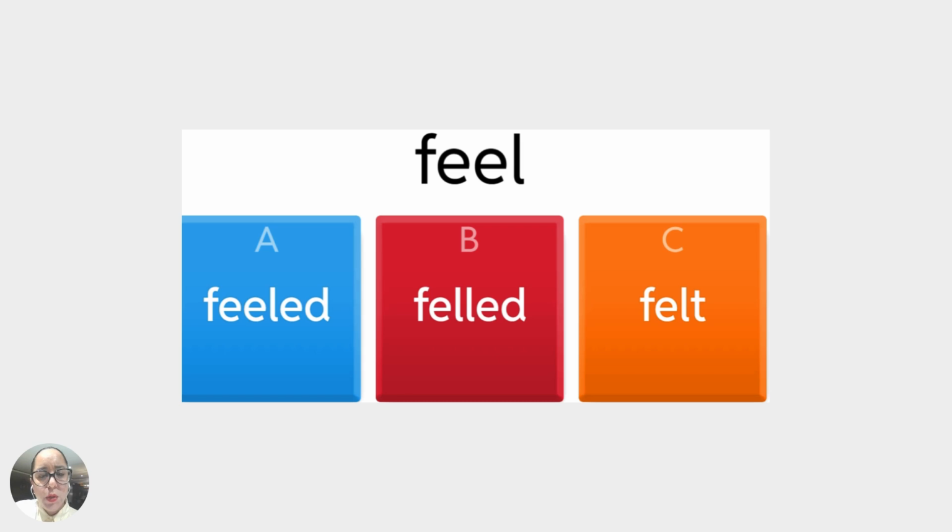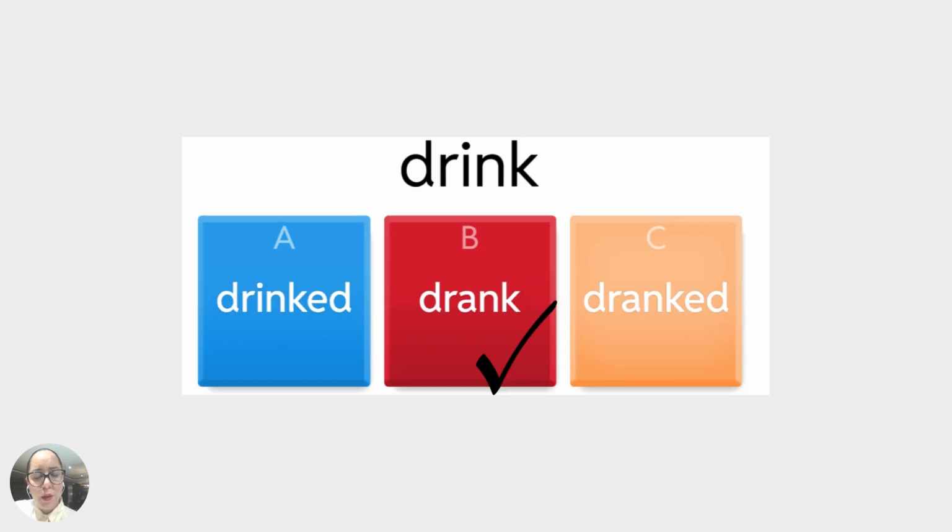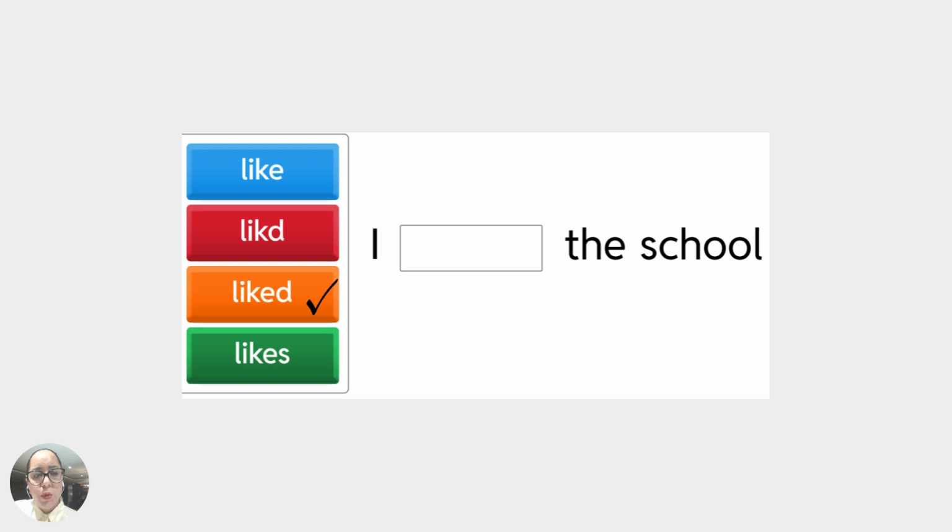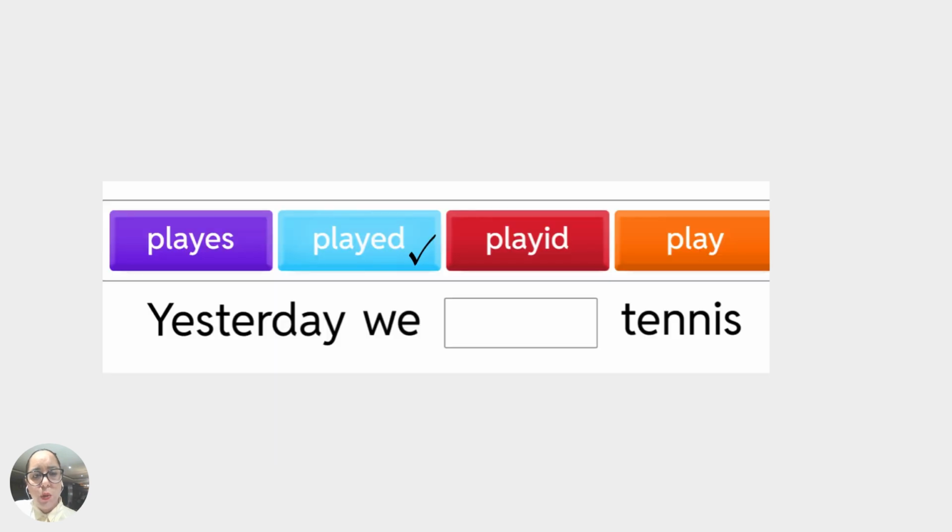Also, the past tense of regular and irregular verbs. What's the past tense of feel? Felt. Past tense of drink? Drank. Choose the correct verb. I liked the school. Yesterday we played tennis.